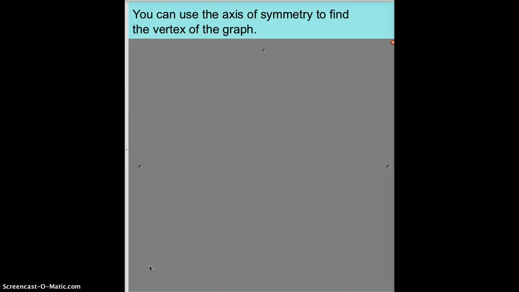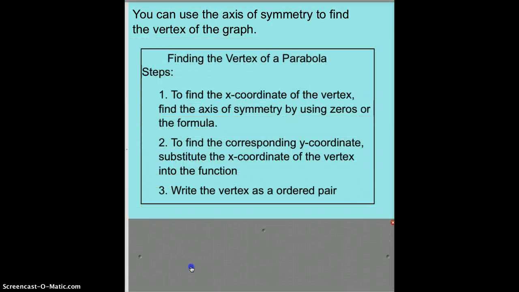And now sometimes we have to go backwards and use the axis of symmetry to help us find the vertex of the graph. Here are the steps for doing so. To find the vertex of a parabola, you can first find the x-coordinate of the vertex by finding the axis of symmetry using zeros or the formula. To find the y-coordinate, substitute the x you got in step 1 into the function, and then you can write the vertex as an ordered pair.